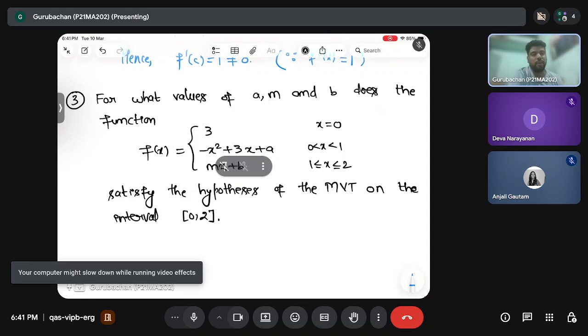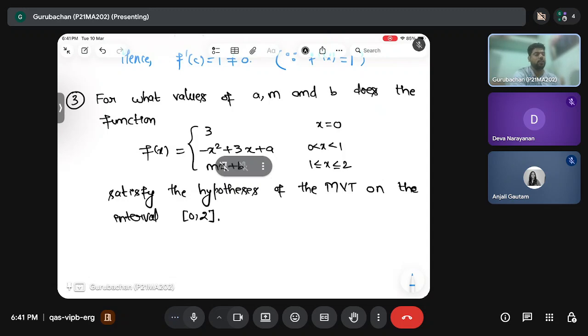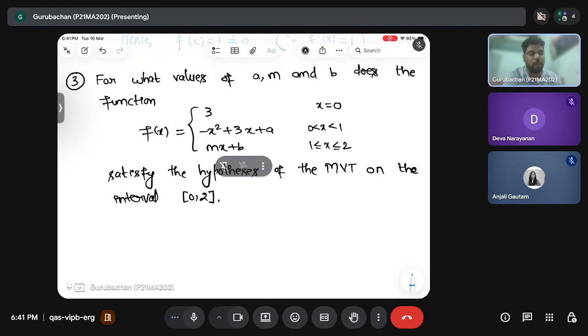So if we recall the mean value theorem, to apply it our function must be continuous on the closed interval 0 to 2, and on the open interval 0 to 2 it must be differentiable.